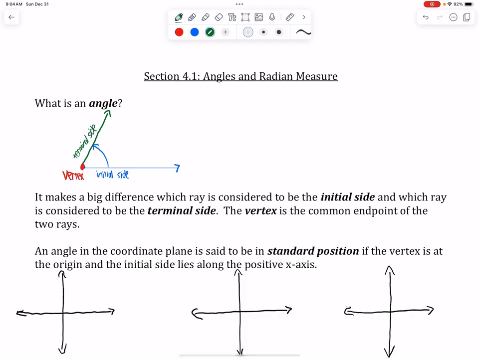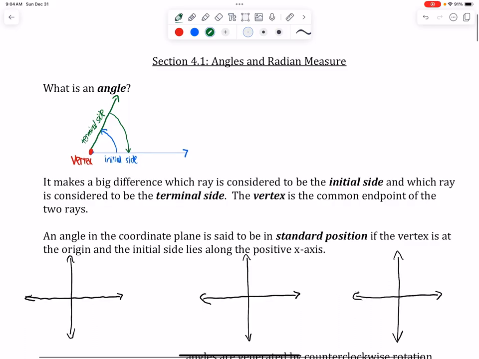It turns out that if you start with one side and rotate it to the other, and then you start with the second and rotate it back to the first, those are going to end up being opposite angle measurements. One's going to be positive and one's going to be negative, as we'll talk about in just a moment.